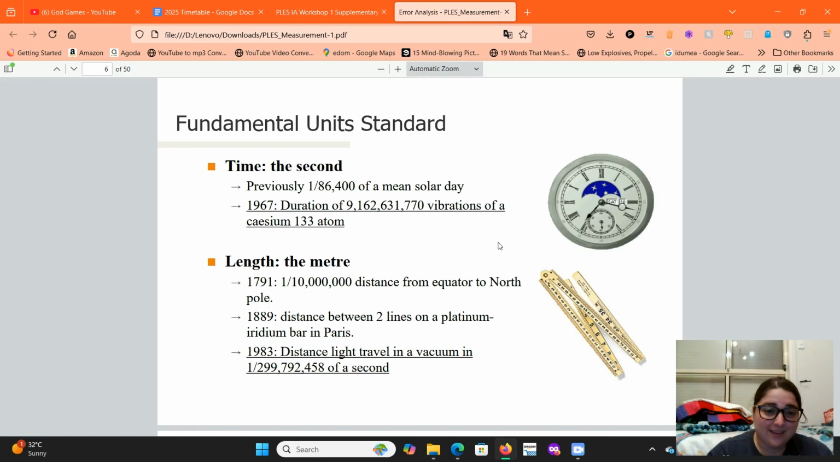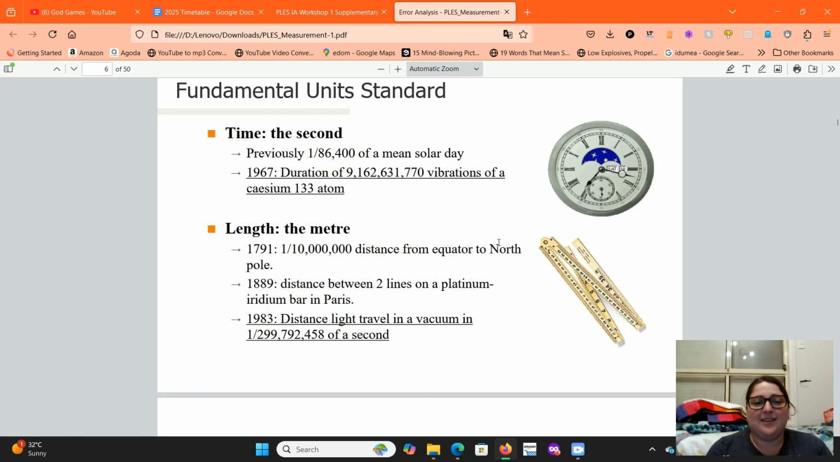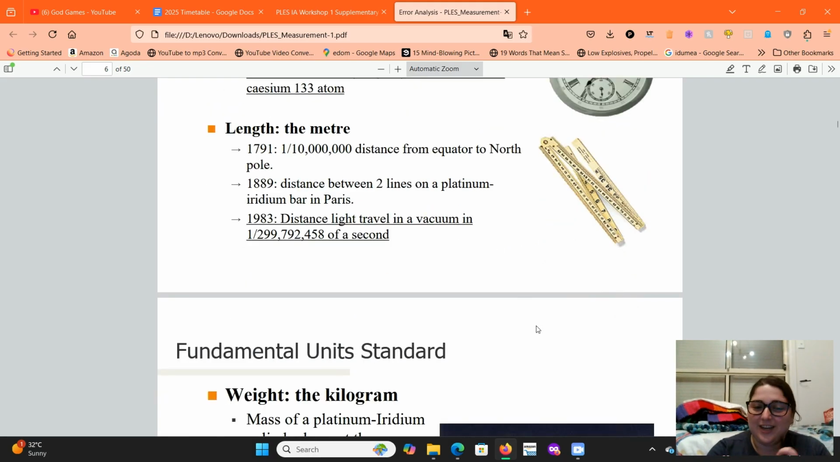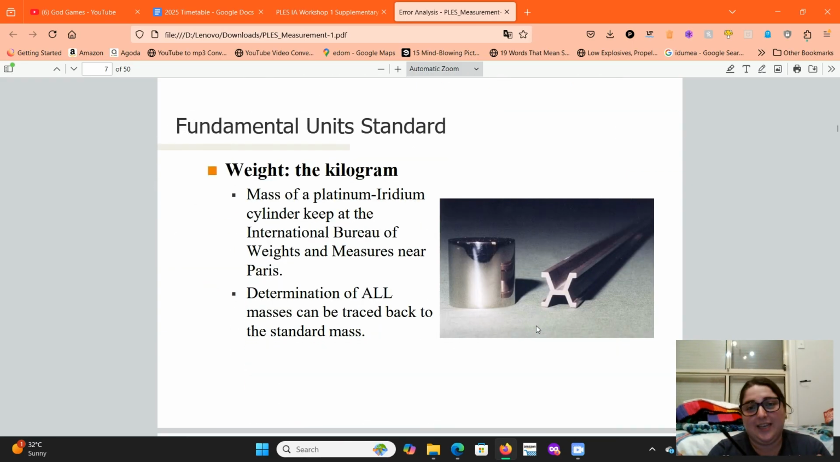Okay, now the length, we use a meter or a meter ruler. In 1791, it was 1/10 millionth distance from the equator to the North Pole. In 1889, it was the distance between two lines on a platinum iridium bar in Paris. You can still go see the platinum iridium bar in Paris. It's in a museum, but as things do with time, they wear and tear, they end up shrinking a little bit, so it changed a little bit. Now it is defined as the distance light travels in a vacuum in one very big number of a second. Okay? Very precise there.